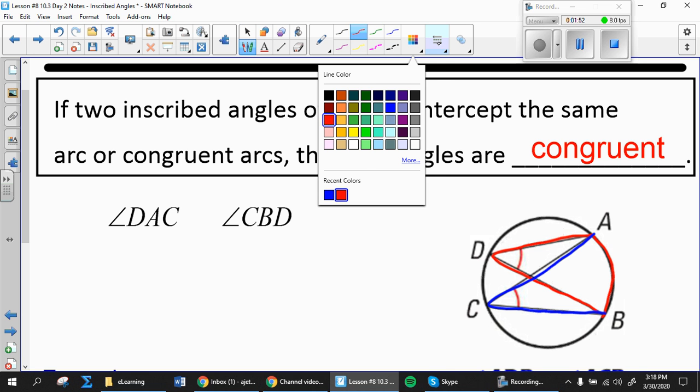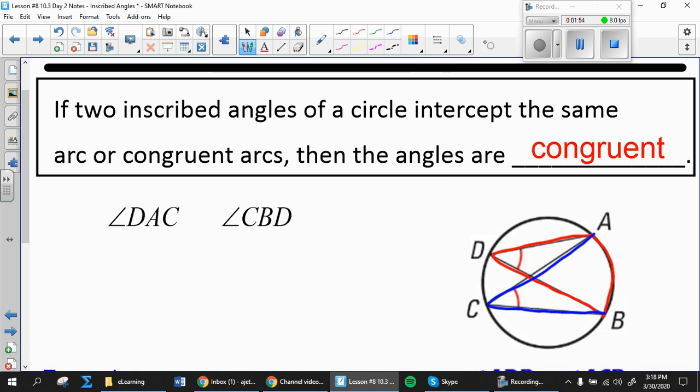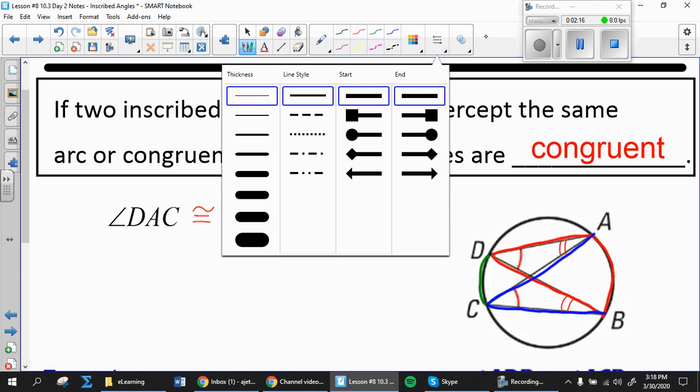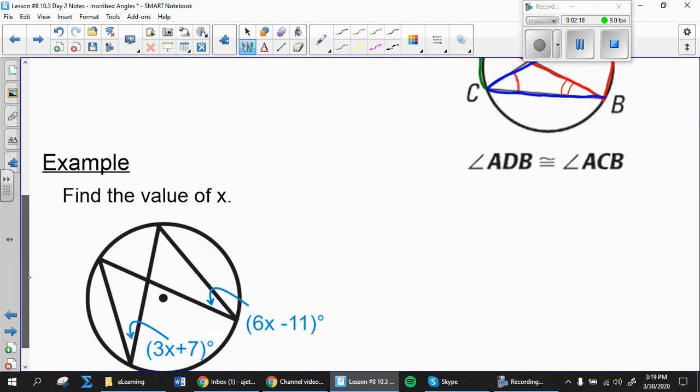So here we're saying angle DAC is congruent to angle CBD. Okay, so we have angle D and angle C are congruent, but then we also know that this angle and this angle are congruent because they both intercept that arc right there. If they both intercept the same arc, then we know that they're congruent to each other. All right, let's look at this example down here together.